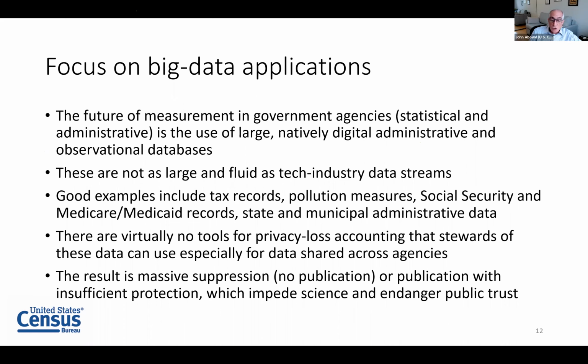There are virtually no tools for privacy loss accounting that stewards of these data can use, especially for data that are shared across multiple agencies. As a consequence, there are two common outcomes: massive suppression or publication without sufficient protection, basically poor confidentiality protection. These impede science, especially suppression, and they endanger public trust, sloppy or insufficient protection. So I've given you a pretty good wish list, and I think I left some time for questions.